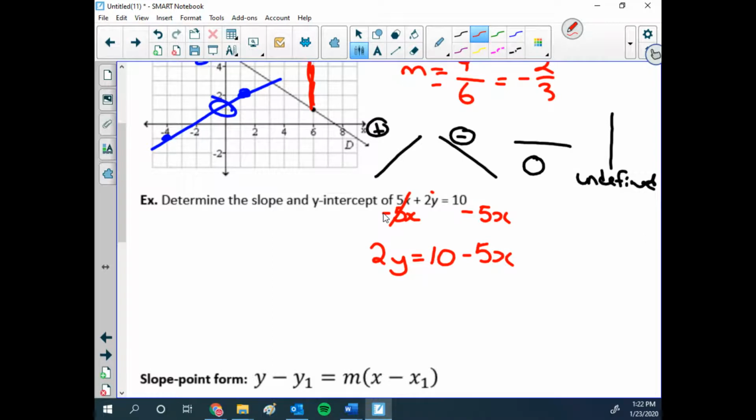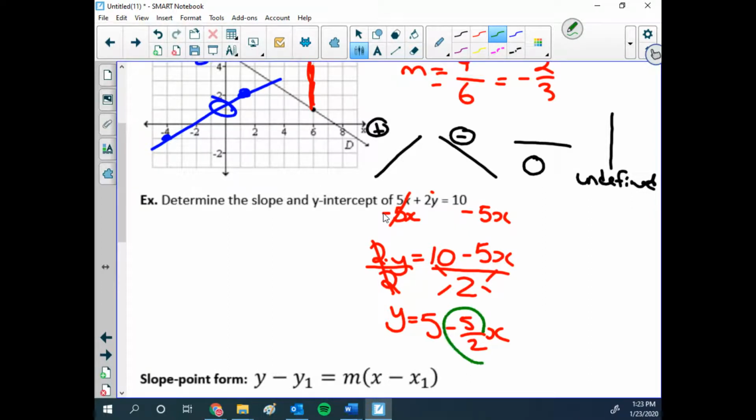To get y by itself, I'd have to divide, right? Because 2 is being multiplied by y. So I'll divide by 2. And again, to preserve equality, we have to do that to everything on the other side. So y is equal to 10 divided by 2 is 5, and minus 5 over 2, I'm just going to leave that as the slope. Leave that if you can. So y equals 5 minus 5 over 2x. So I should be able to say the slope is what?